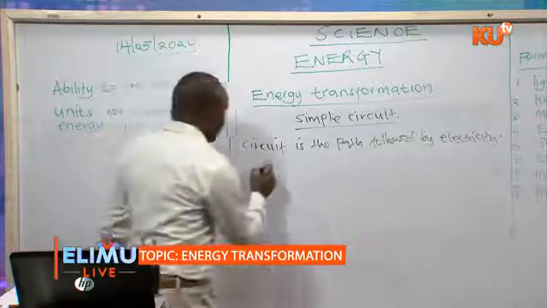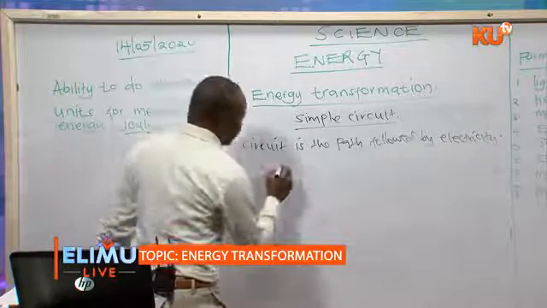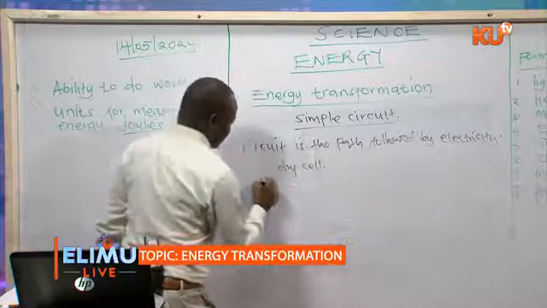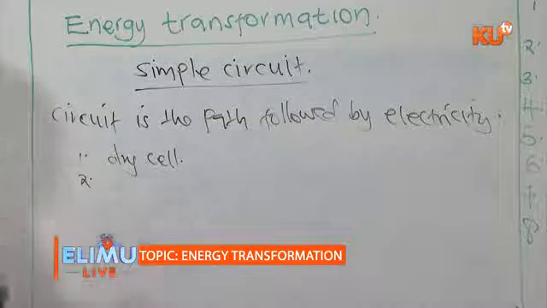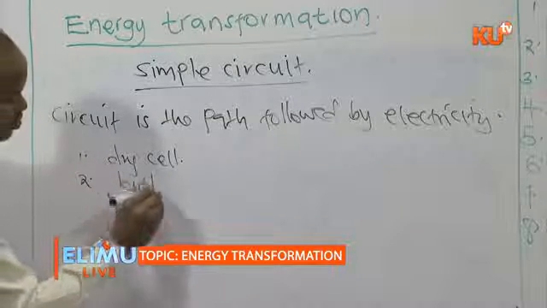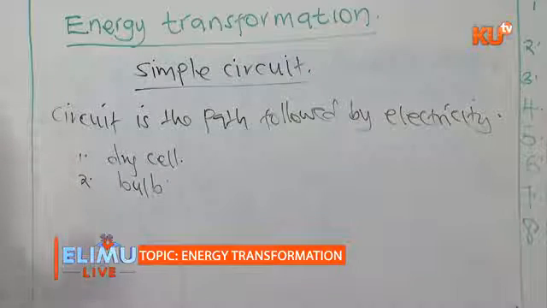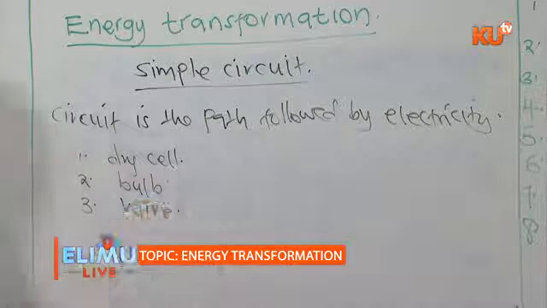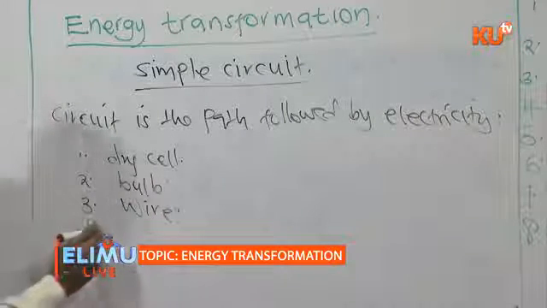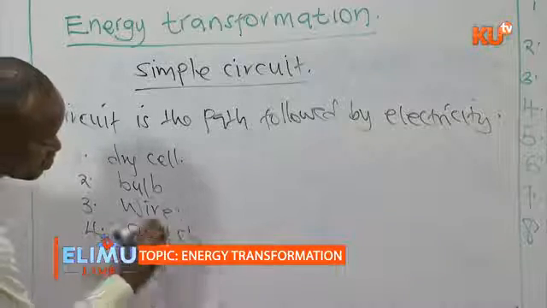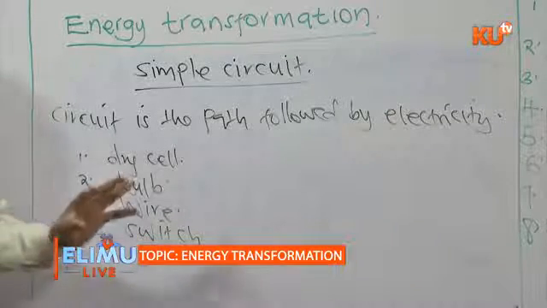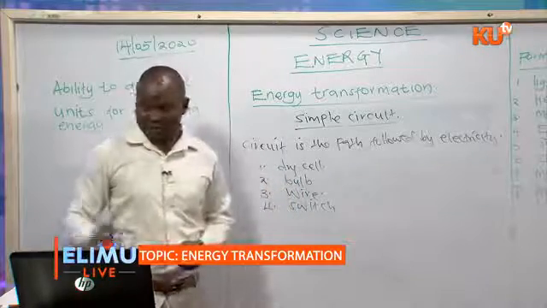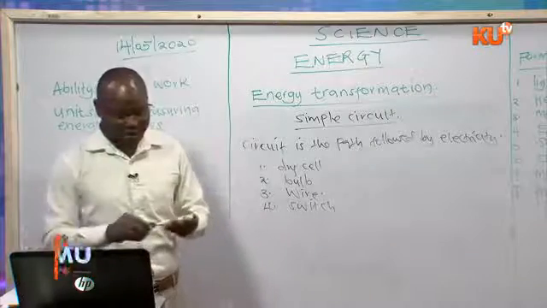Then a simple circuit has the following. Number 1, the dry cell or the battery. Number 2, the bulb, or you can use the ammeter. Number 3, the wire. Then number 4, it must have a switch. So these are the main components of a simple circuit: the dry cell, the bulb, the wire, and the switch. Now let us connect and see the energy transformation there.